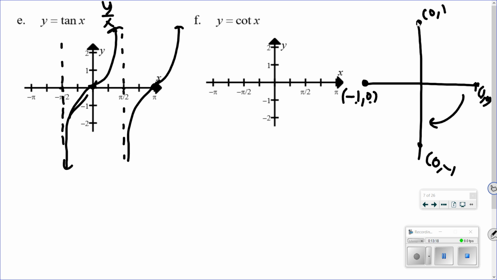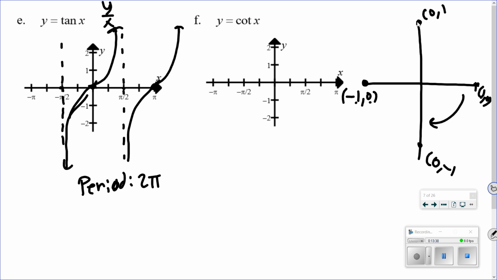Now I want you to notice it repeats itself between negative 1/2 pi and positive 1/2 pi. That's pi. So the period of this graph is pi. It does not have an amplitude. Again, the amplitude is how high or how low the graph goes from the center. Well, that graph keeps going up and down forever.